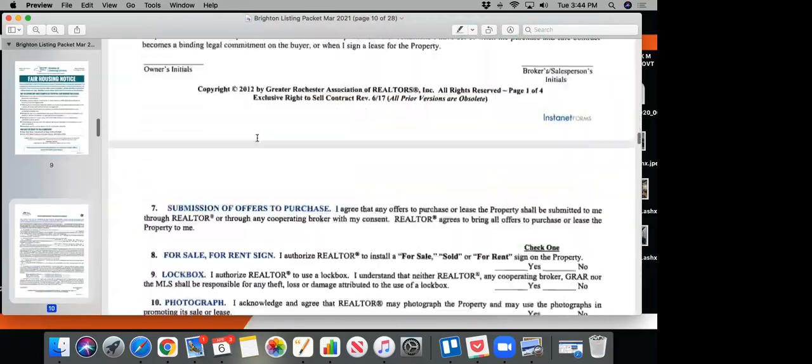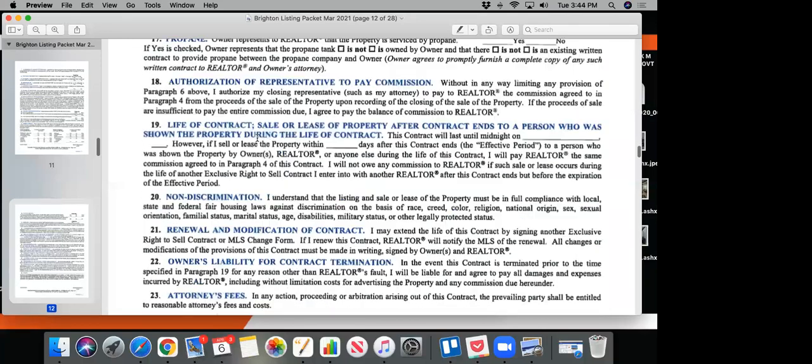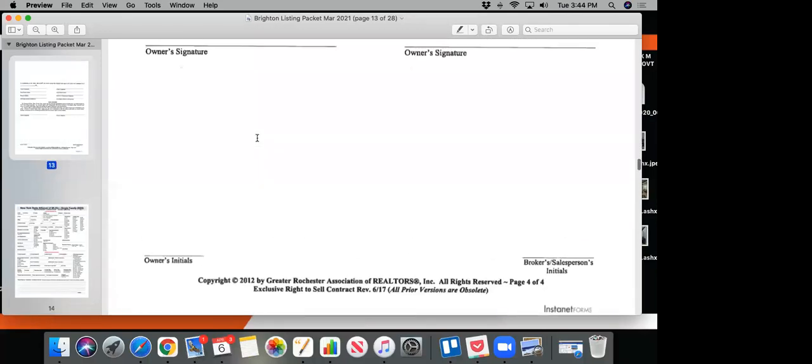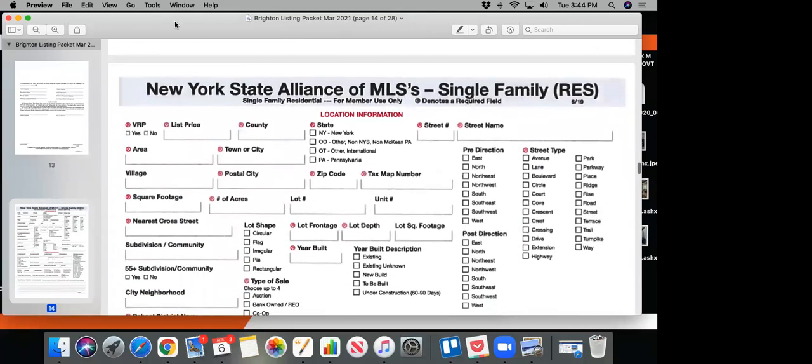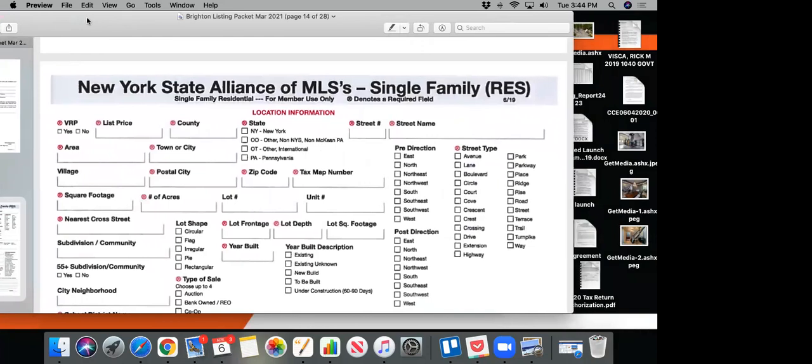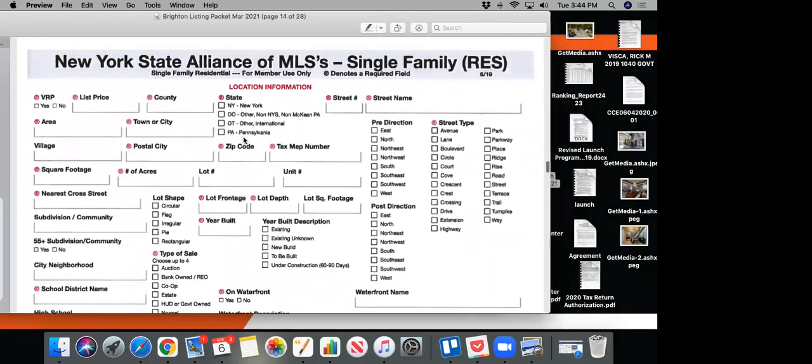I apologize. Okay. So we talked about this. This form right here is the form that we fill out that becomes the MLS form that you see inside the MLS system. So we'll go through this. Everything that has an R next to it is required.